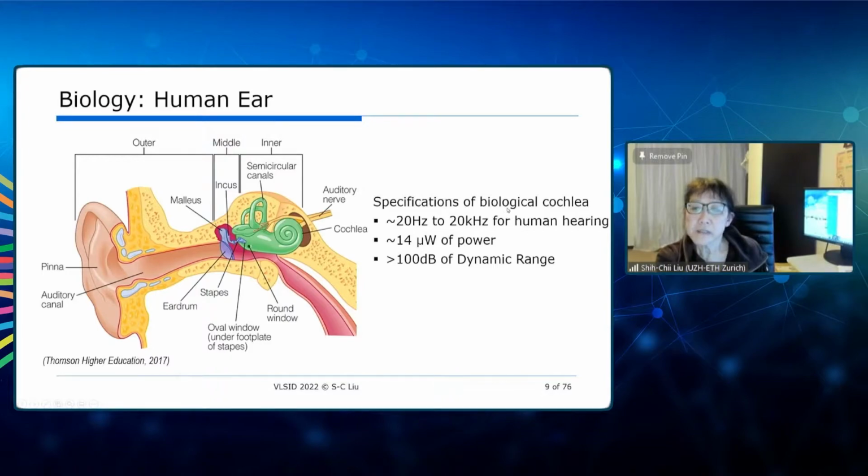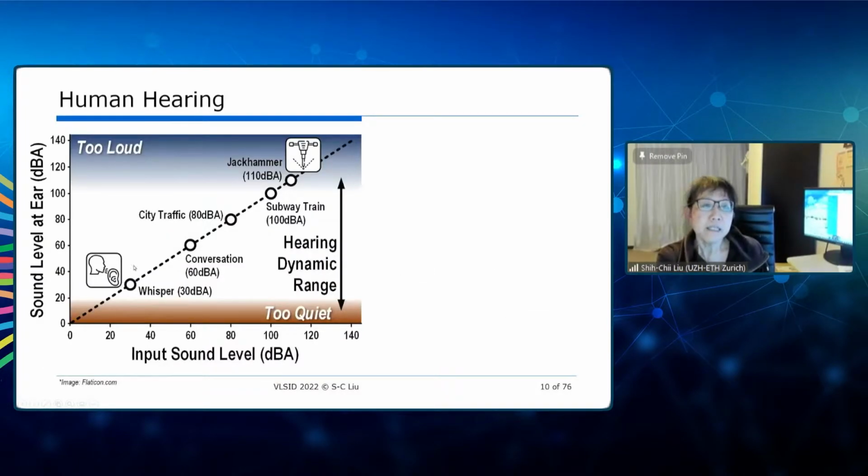Now, the specifications of the biological cochlea are that for human hearing, we're sensitive to frequencies from 20 hertz up to 20 kilohertz. What's really beautiful is that the biological cochlea only dissipates 14 microwatts of power. And on top of that, we're sensitive to over 100 dB of dynamic range. Now, what does this mean? Let me show you on this chart. Here you see input sound level, and also the sound level that you hear in your ear. For 100 dB, it means that you're sensitive to sounds that go from a whisper all the way up to a jackhammer. And our ear is amazingly sensitive to this huge dynamic range.